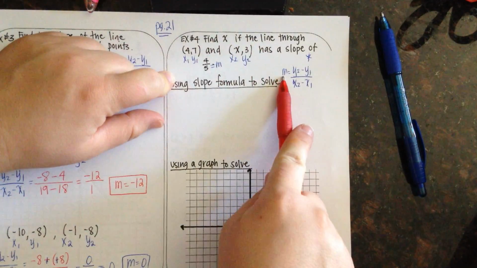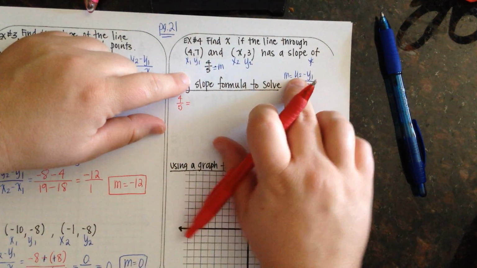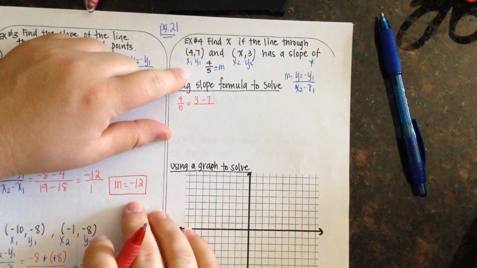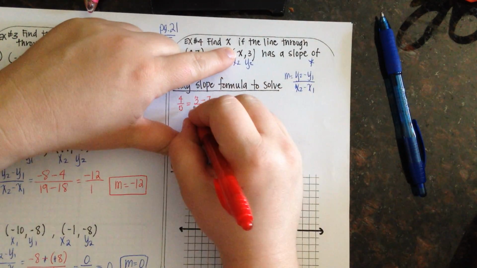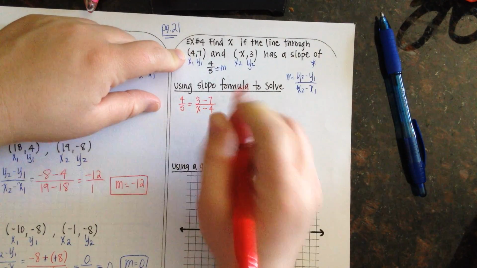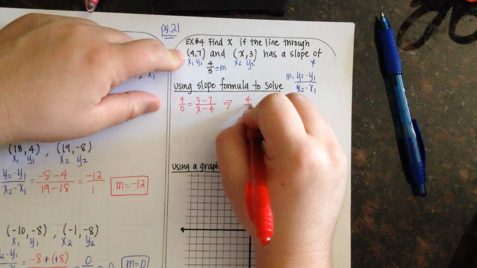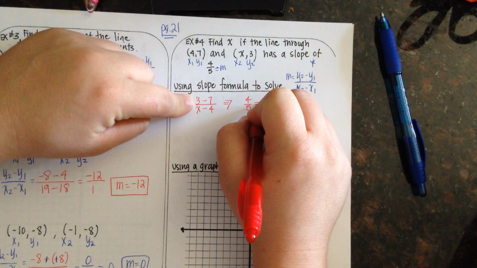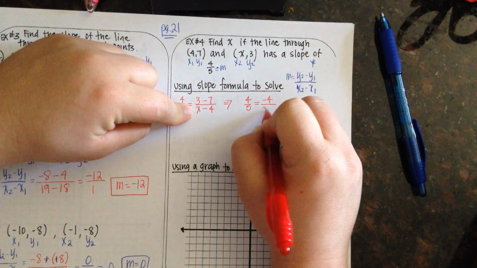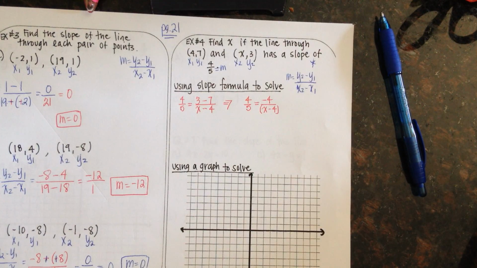Okay, so do I know m? M is 4 over 5 equals y2 is 3 minus y1, which is 7, over x2 is x, so I'm going to put that there, minus x1, which is 4. Now, I want to go ahead and simplify if I can. Okay, so this is 4 over 5 equals 3 minus 7 is negative 4. X minus 4 cannot be simplified. And I'm going to have to keep that as one full term on the denominator.